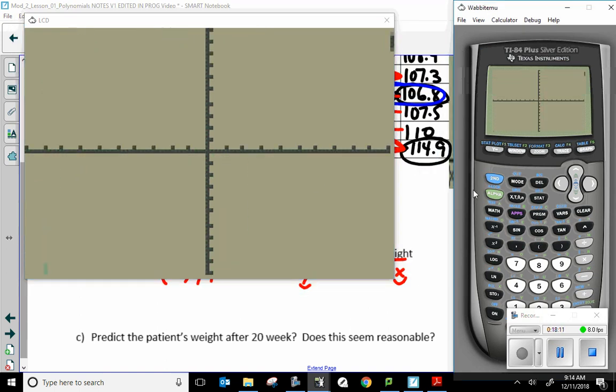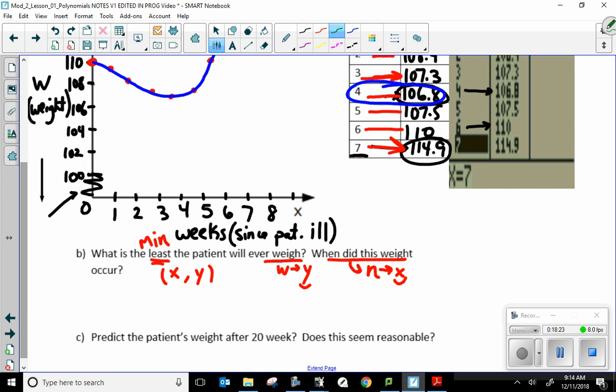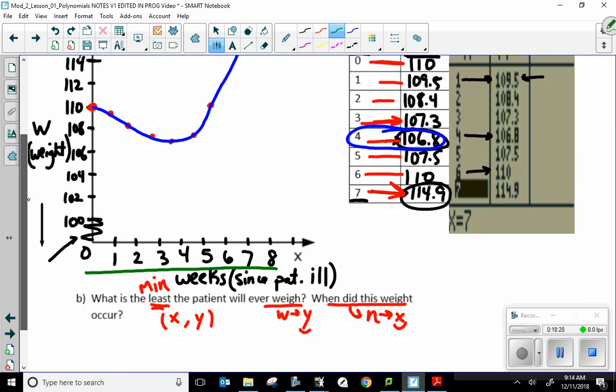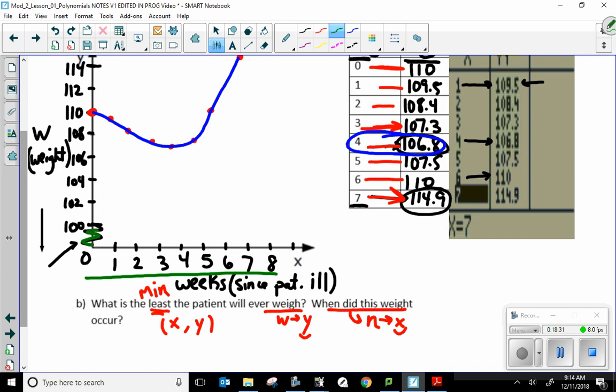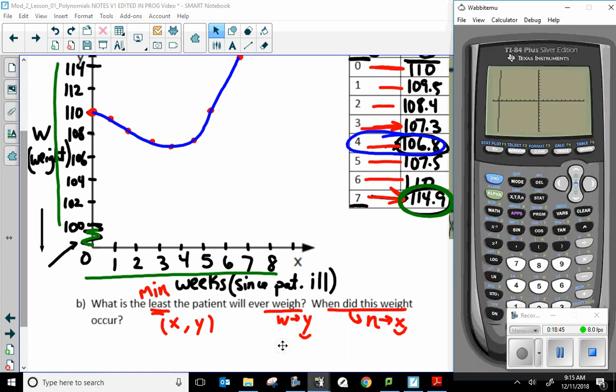I graph this, and right now I see something that does not look like what we have. I'm going to change the window of my graph to represent the exact window I have here. My X's go from 0 to 8, and my Y's go from 100 to, and I have to make sure I don't just go to 114, because this Y value is slightly bigger. I want to go to 115. So I'm going to make my window on the calculator exactly what it is on the paper.